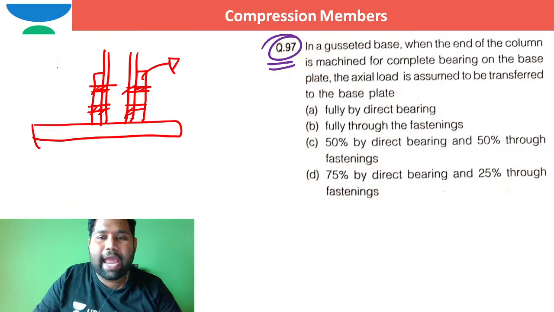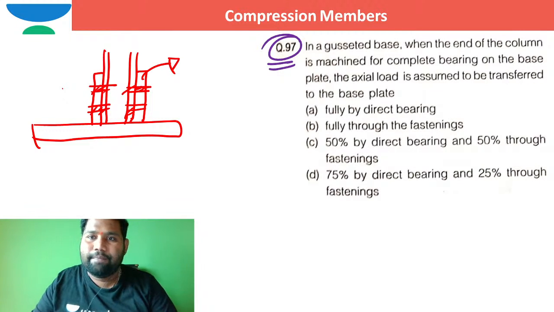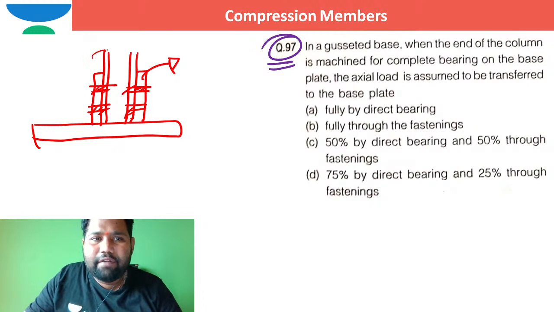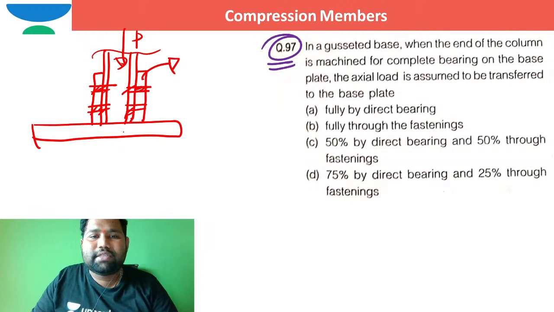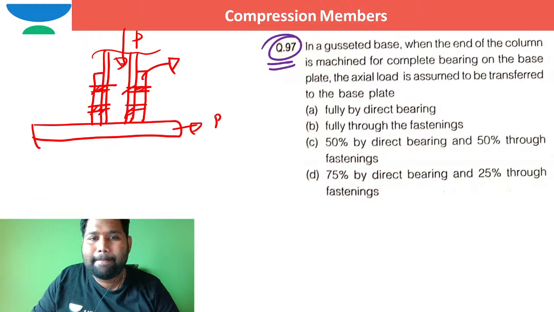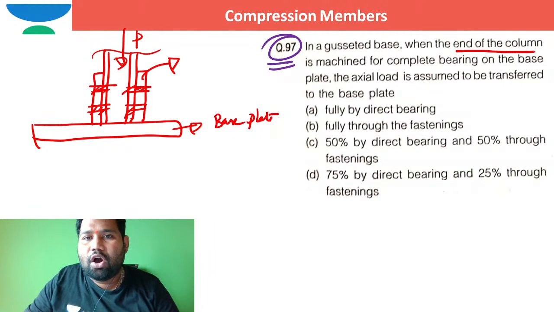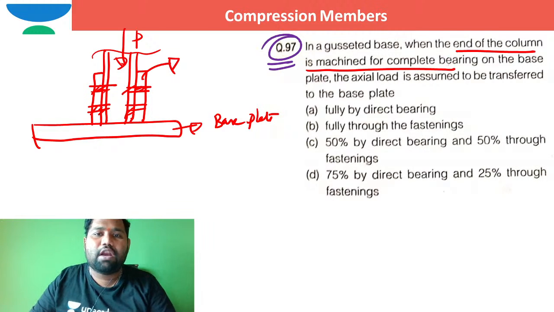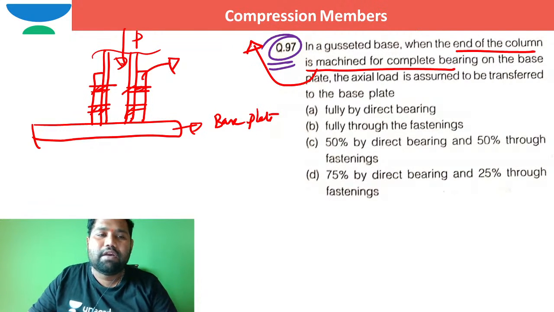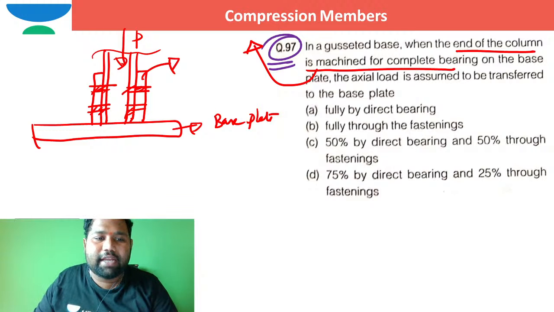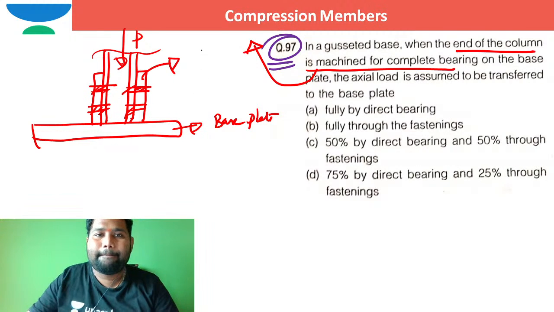And one more thing: when I apply an axial load P, how is the load transferred to this base plate? When the ends of the column are machined for complete bearing, it means the ends of the column are directly resting on the slab base.